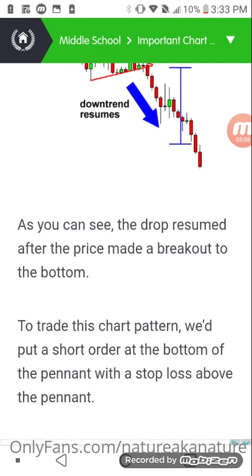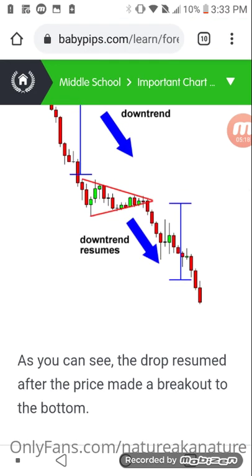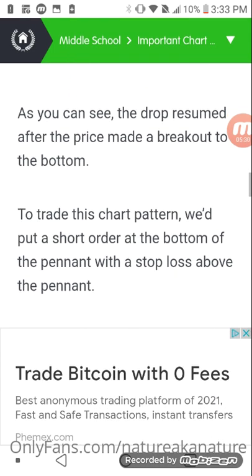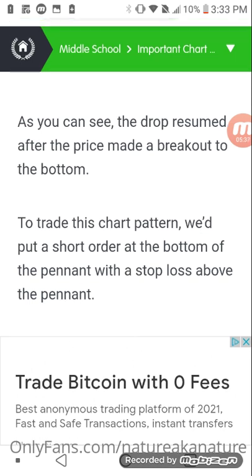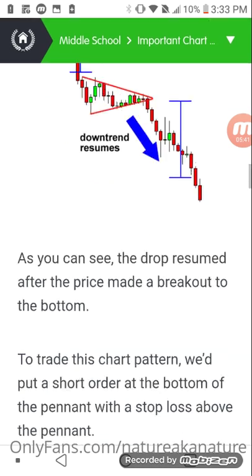So to trade this chart pattern, we will put short orders at the bottom of the pennant with a stop loss above the pennant. So you will push your stop loss above the pennant, and you will push your short just after the breakout, or after you see price break out of the triangle. That's when you would push your short order in at the bottom of the pennant with the stop loss above the pennant. All right.